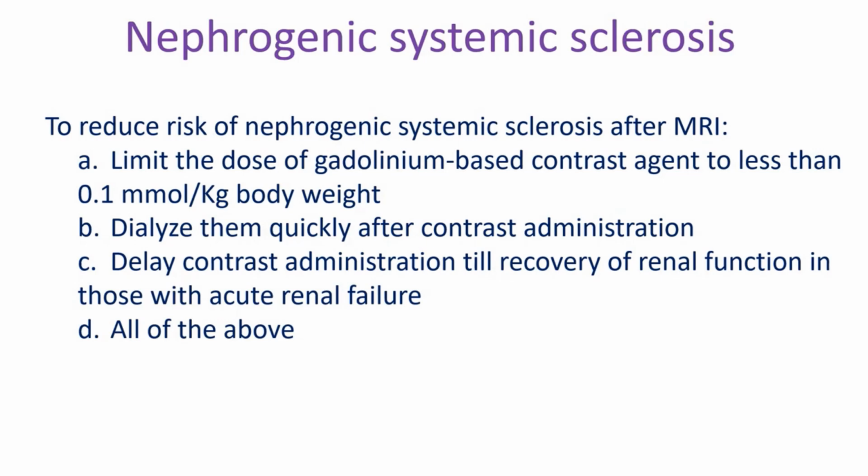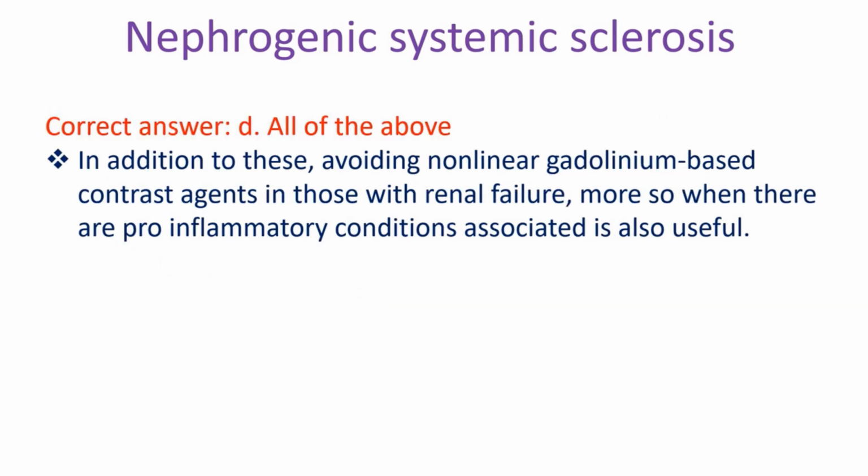To reduce risk of nephrogenic systemic sclerosis after MRI: A. Limit the dose of gadolinium-based contrast agent to less than 0.1 millimole per kg body weight. B. Dialyze them quickly after contrast administration. C. Delay contrast administration till recovery of renal function in those with acute renal failure. D. All of the above. Correct answer D. All of the above.